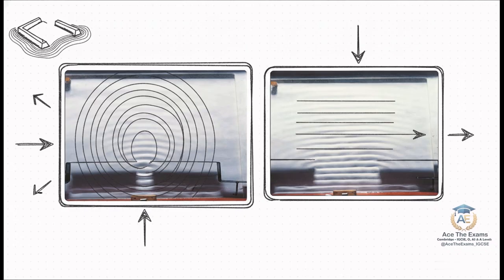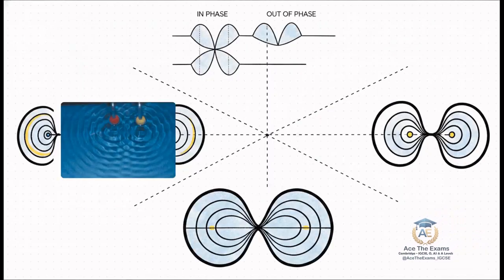This isn't just a neat trick. Engineers literally study this in ripple tanks when they're designing harbors, so they know exactly how ocean waves will spread around seawalls. Let's look at another wild phenomenon, interference.